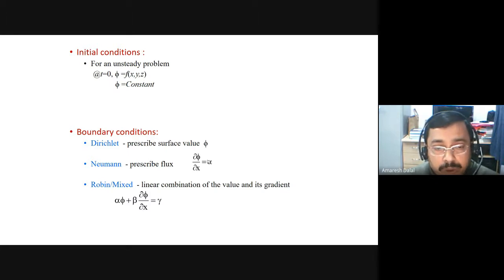And we can have Robin or mixed type boundary condition. Generally it is a linear combination of Dirichlet and Neumann. So we can represent it as alpha phi plus beta del phi by del x is equal to gamma, where alpha, beta, gamma are the coefficients.